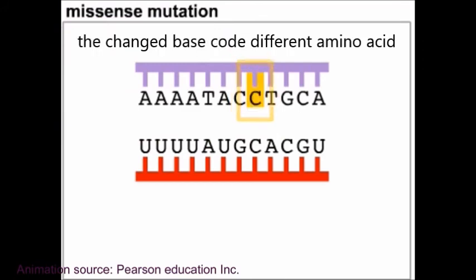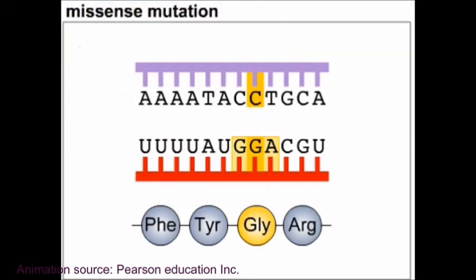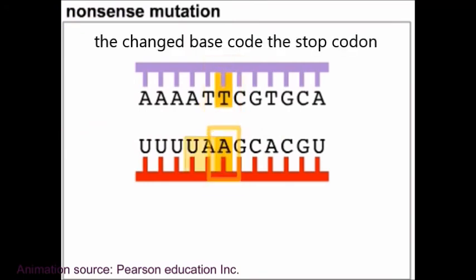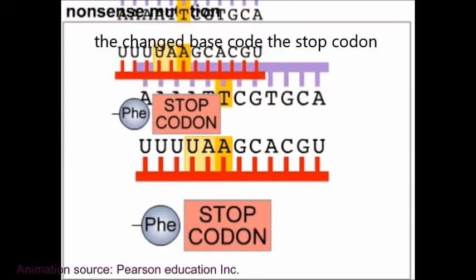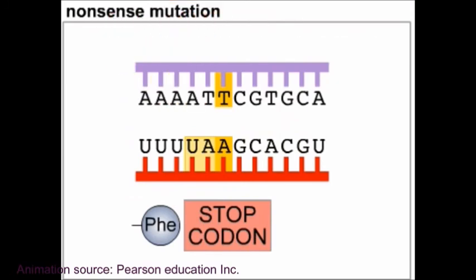If a base substitution mutation causes a single amino acid in the protein to change, the mutation is a missense mutation. Depending on the nature of the amino acid substitution, the missense mutation can be harmful, neutral, or even beneficial in very rare cases. The third type is a nonsense mutation. If the base substitution causes a codon to change from one coding for an amino acid to a stop codon, it is a nonsense mutation. In general, nonsense mutations are harmful since they lead to the premature termination of protein synthesis.